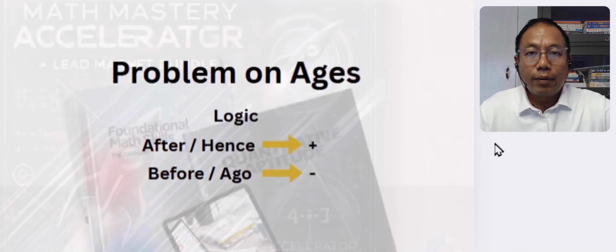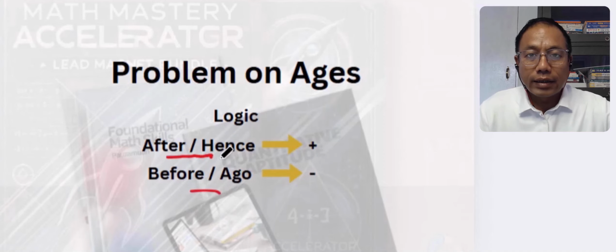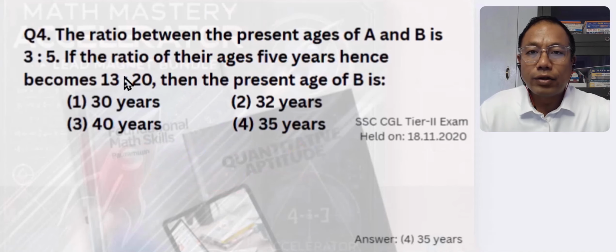Now let's work on problems on ages. The logic is, when we come across the word hence or after, we have to add it. Before or ago means subtract it. I'll give you an example. If we have 5 years hence, you have to add 5. After 2 years, meaning add 2. If we have before 3 years, we have to subtract 3. If we have 4 years ago, we have to subtract 4. That's the logic. Now let's solve question number 4.